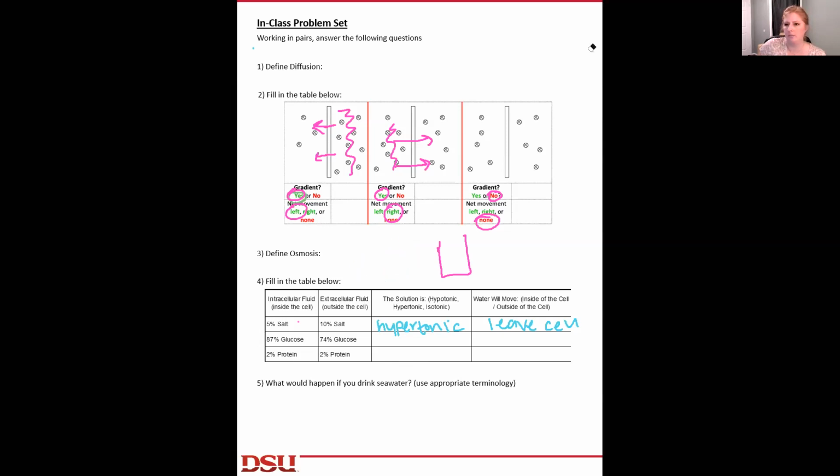Let's do a different one. We have 87% glucose inside and 74% glucose on the outside of the cell. Well, I'm going to round that, so I'm going to do 9 inside, and then I'm going to do 7 on the outside. Where's water going to want to go? Even though this is not a huge difference, this is a hypotonic solution because there's less solute outside than there is inside.